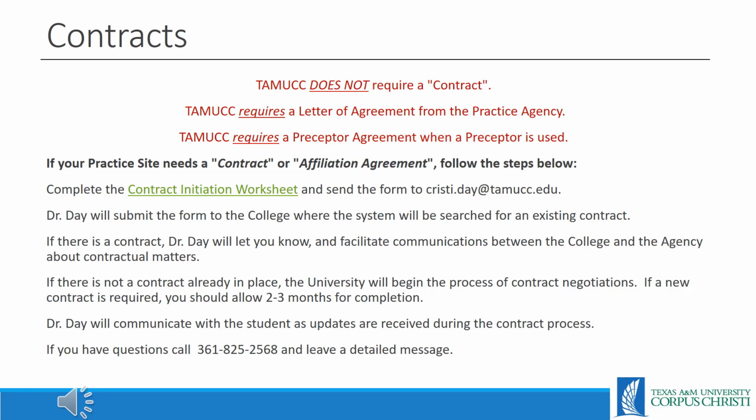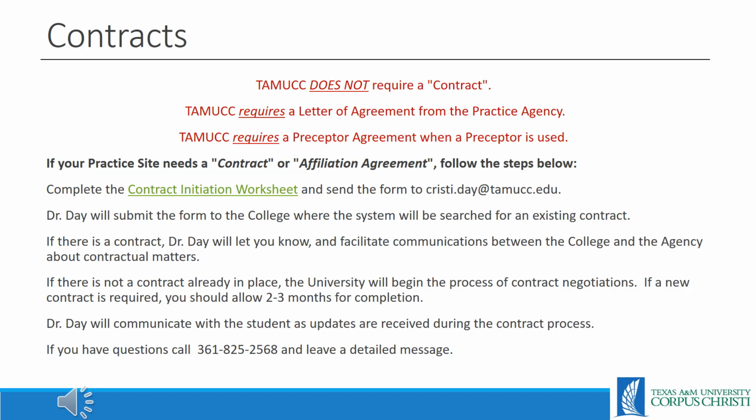Texas A&M Corpus Christi does not require affiliation agreements or contracts with practice sites. We do require a letter of agreement from the practice agency, giving you permission to be in their site and have access to their records or anything else that the student needs to access while they're there. We do require a preceptor agreement when a preceptor is used. If your practice site says, well, we need a contract or we need an affiliation agreement, then we have steps for you to follow to make this happen.